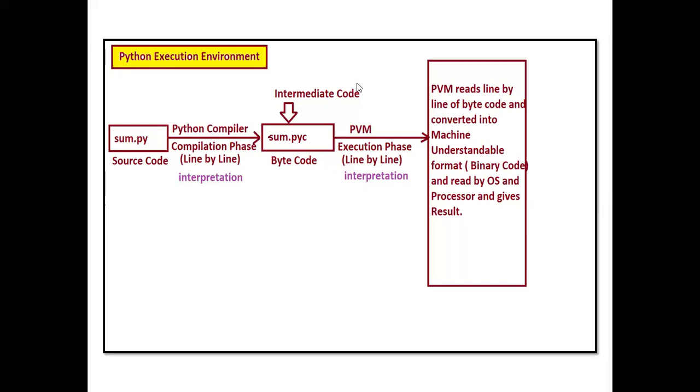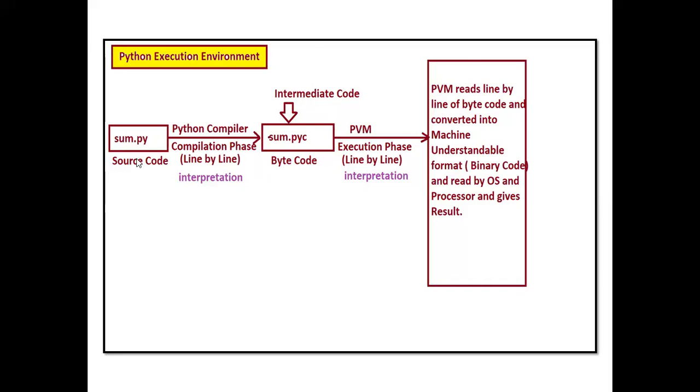Here, the difference between Python compiler and PVM is that the Python compiler executes line by line and compiles it, and PVM converts it to binary code. The difference I am asking is between the Python compiler and PVM.